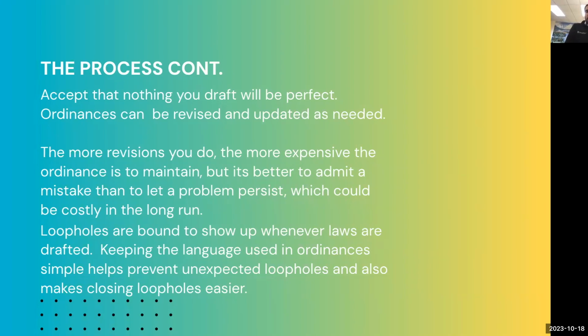You should be reviewing your land use ordinances on a semi-regular basis. It's always more helpful to break them down into sections instead of trying to do it all at once. The more revisions you do, the more expensive the ordinance is to maintain. But it's better to admit mistakes than let problems persist, because it could be costly in the long run, and you never know if you're opening yourself up to possible legal action. Paying the attorney to review land use ordinance changes is cheaper than going to court over something.